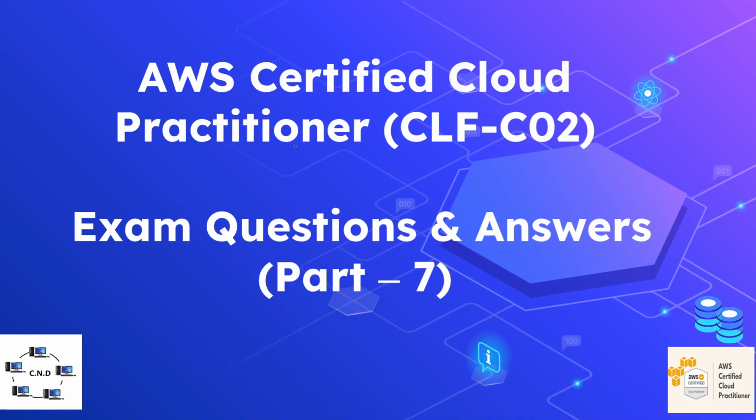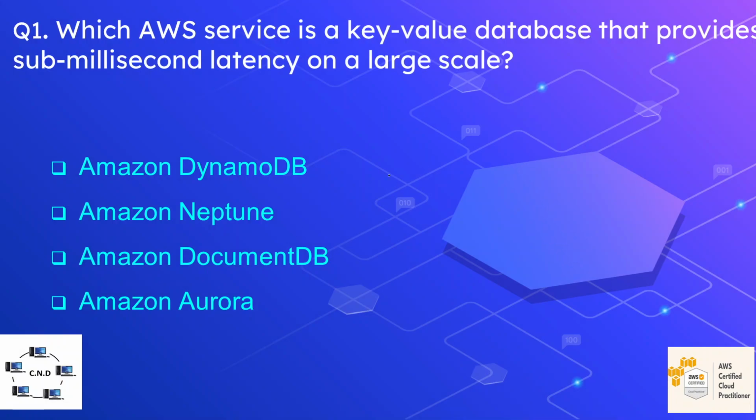So, without further ado, let's get straight to the questions. Question number one: which AWS service is a key value database that provides sub-millisecond latency on a large scale? A key value database is basically a NoSQL database, and another type of database is the relational database. Here we are talking about a non-relational, NoSQL key value database.